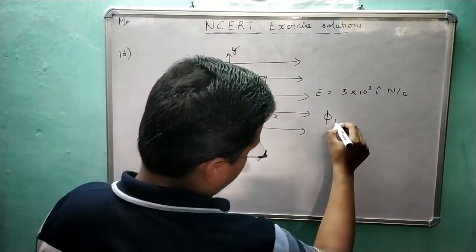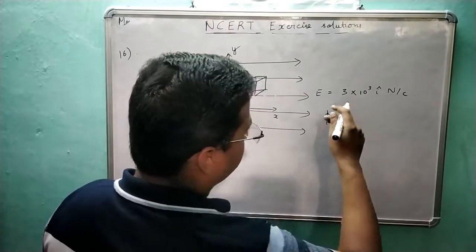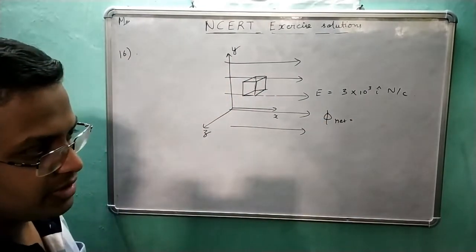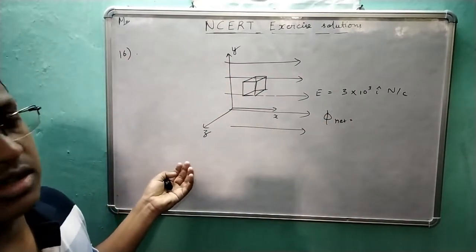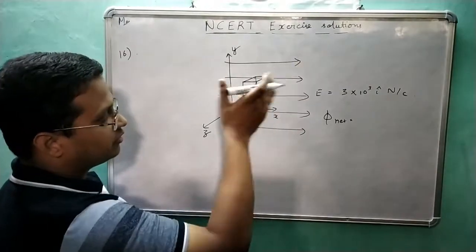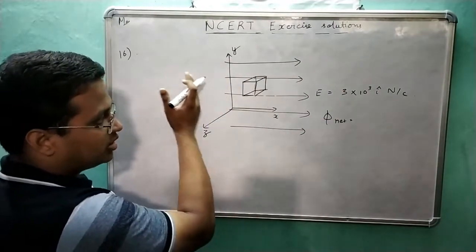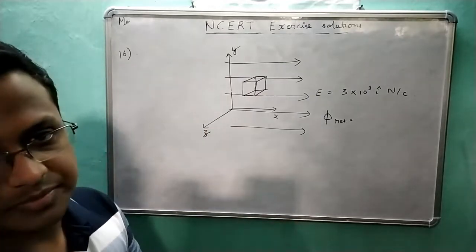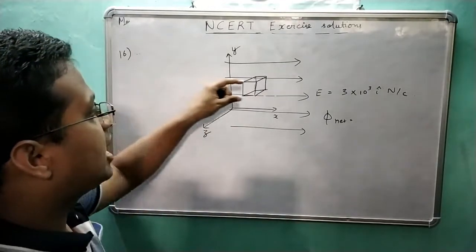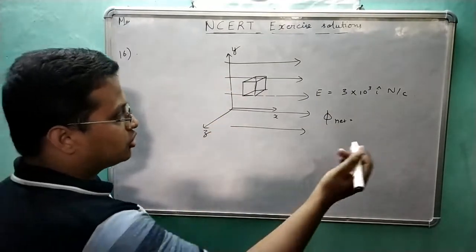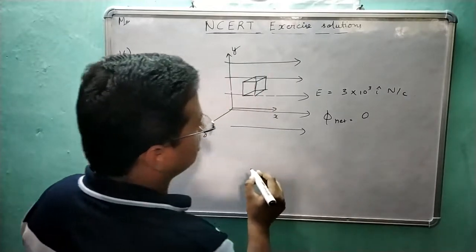Net electric flux is the number of field lines leaving the surface minus the number of field lines entering. As you can see, the number of field lines leaving the surface and the number entering the surface are the same. Why? Because we have a uniform electric field. So the net flux is 0 in this case.